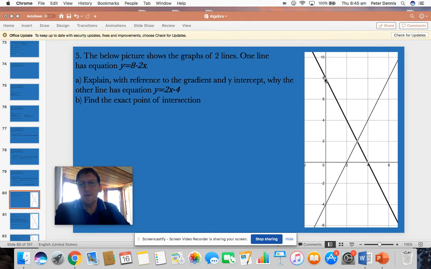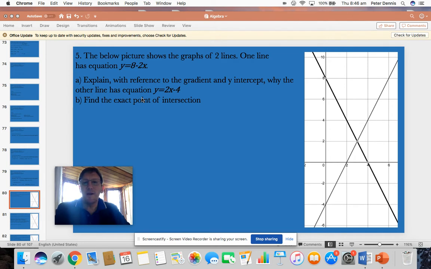There's the y-intercept 8. How do we know the gradient is minus 2? Every time we go across one, we go down 2. Across one, we go down 2. Across one, we go down 2. So the gradient there is minus 2.